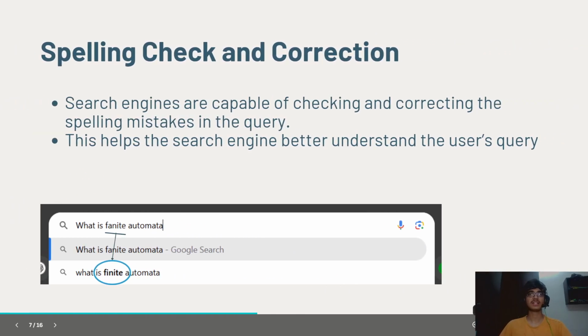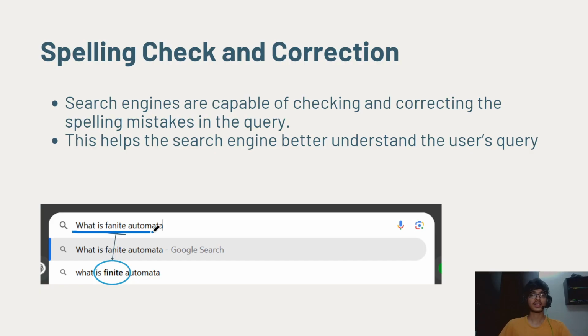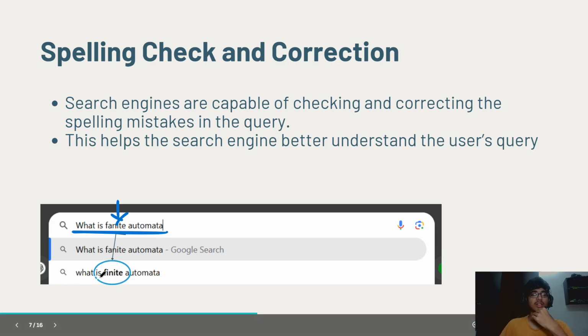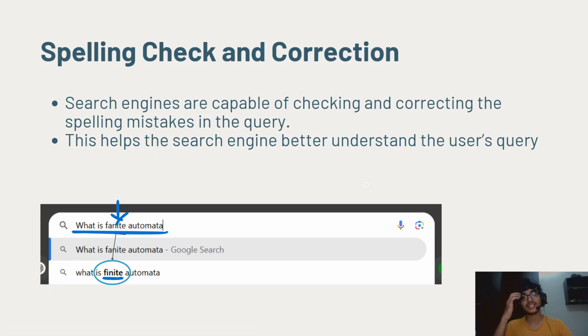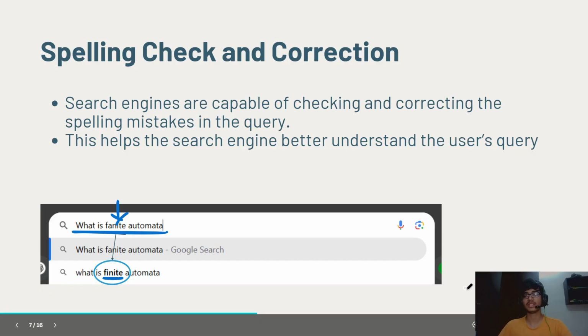So the next topic would be spelling check and correction. This is a really important topic for search engines because we as humans tend to make a lot of mistakes when writing our queries down. In this example, I wrote, what is finite automata? Obviously very wrong, there's a spelling mistake here. So the Google search engine sees this misspelled word and it autocorrects it and gives me a result, what is finite automata. So it corrected the misspelling. So this helps the search engine understand our query better and helps give relevant information as output.